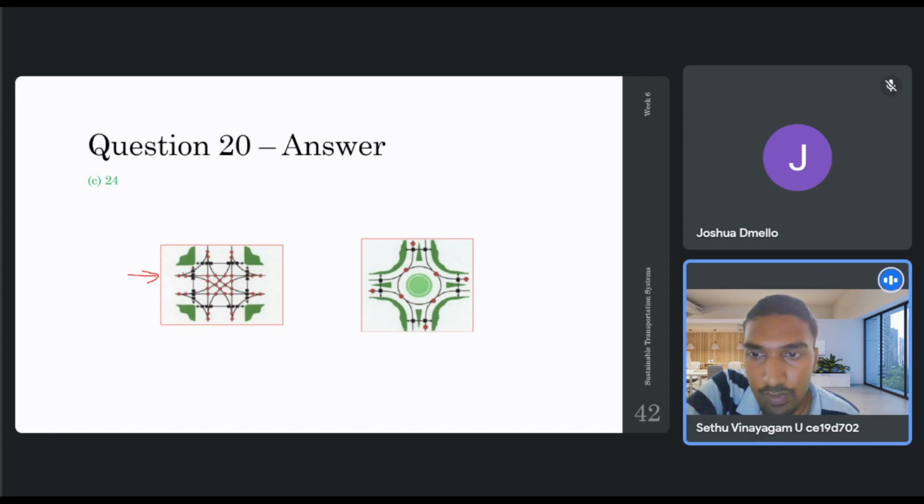So there is a conflict here between the left turning traffic and the through movement, because there is a weaving movement. Some people want to turn left, whereas some people want to go straight. So there is one potential conflict that can happen here. Similarly, there is a conflict that can occur between the right turning traffic and the through movement. So there are two conflict points possible here.